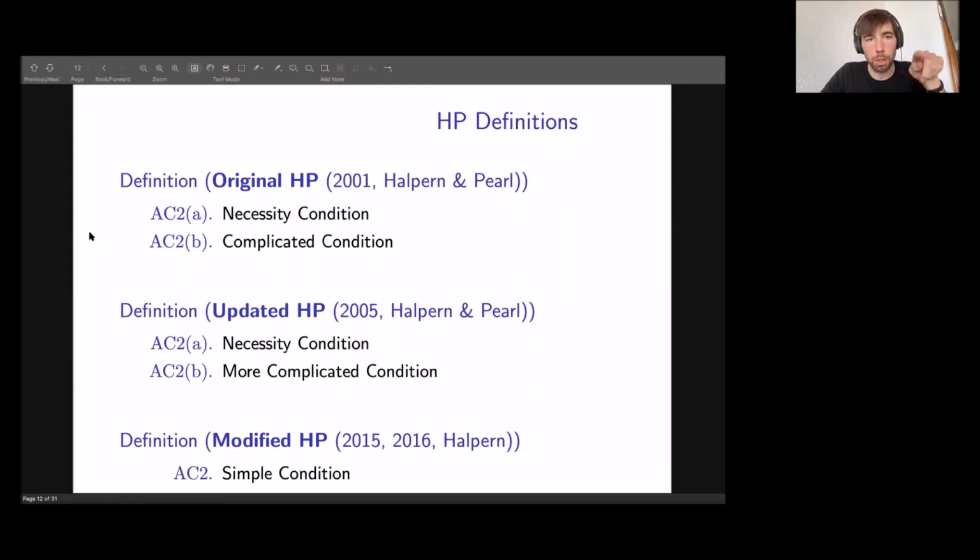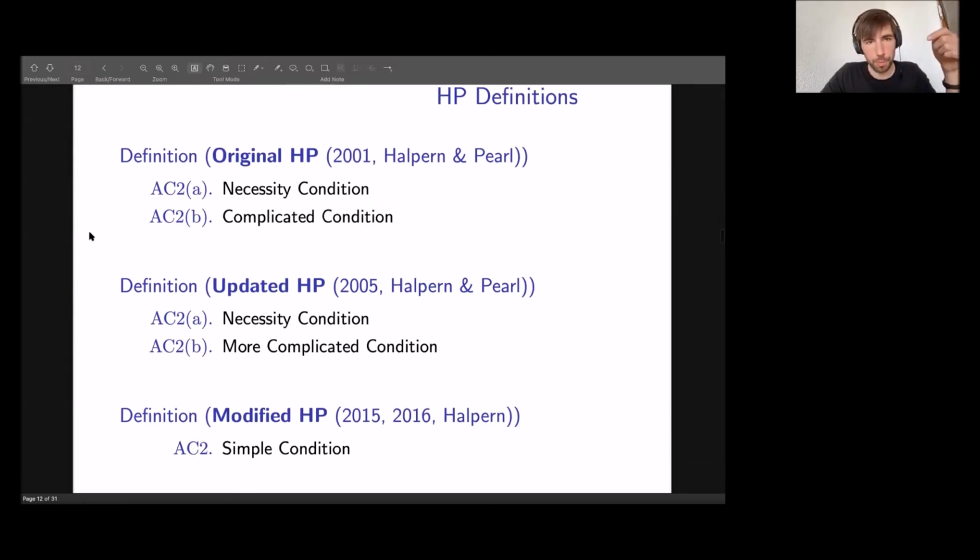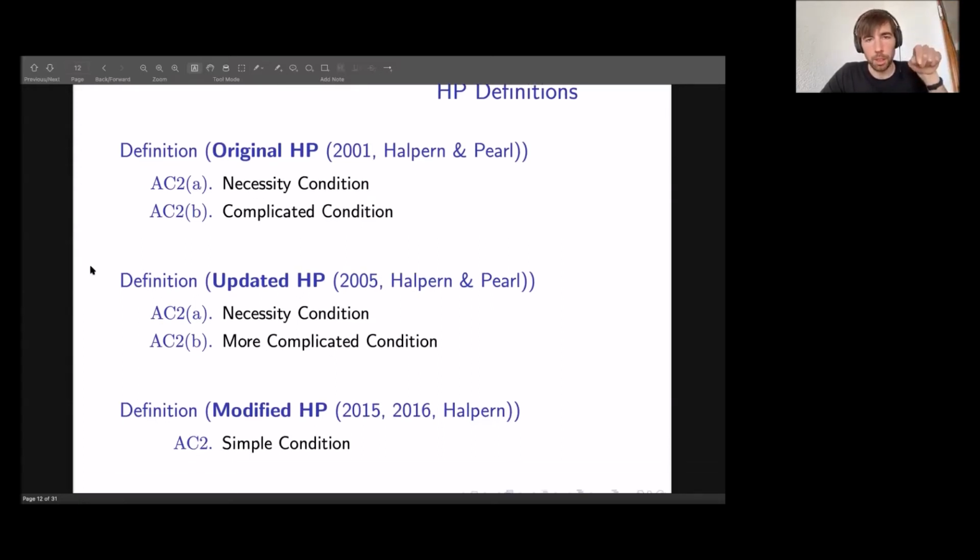It has 2 subconditions for AC2, A and B. A can be interpreted as a necessity condition. B is just a very complicated condition. Let's keep it at that. In 2005, they realized that there were counterexamples, so they gave a modified version of the definition. It kept the same necessity condition, but it made the complicated condition strictly more complicated.